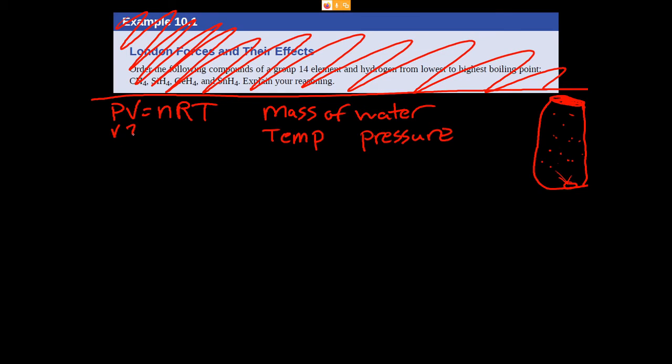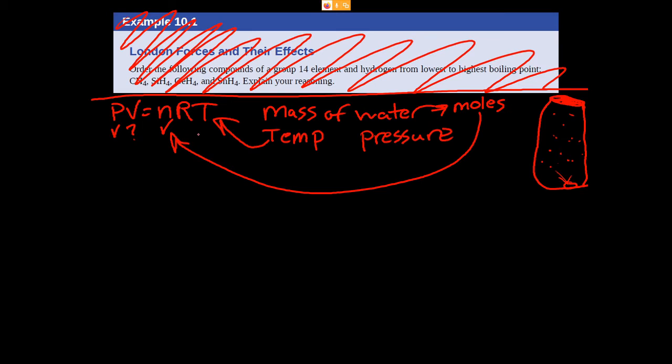V is what you're trying to look for. That's your goal, is to figure out what volume do I have to have. You're given the mass, but you know how to convert mass to a number of moles. Just use the molar mass of water to do that. So you convert mass to moles, and then the moles you can just plug in. And like I said, I believe they give you the temperature as well. They pretty much have to give you the temperature, so you can plug the temperature in.